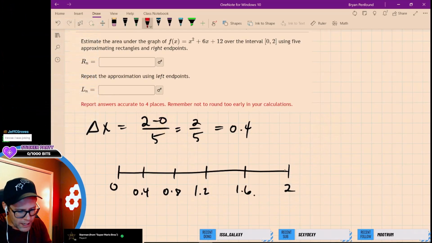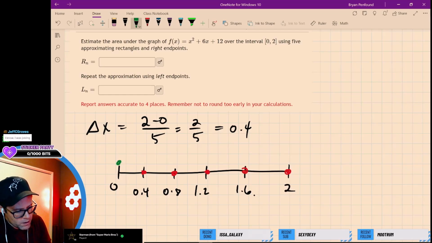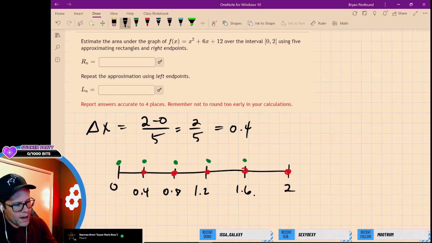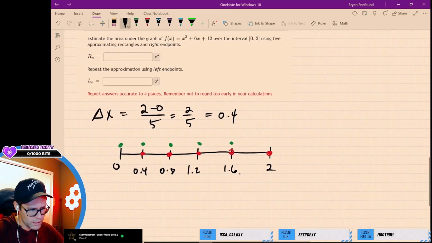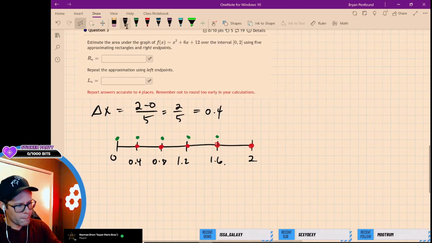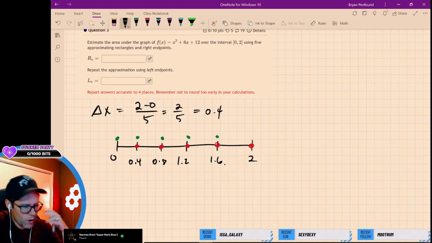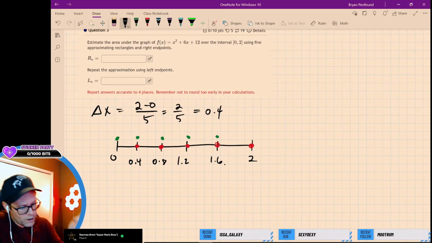So if we're going to do right endpoints, we got to start at the right. We want 5. 1, 2, 3, 4, and 5. And in green, I'm going to highlight using left endpoints. That's going to be 1, 2, 3, 4, and 5. So the computations are going to be really, really similar. And maybe we can just do this quickly with a calculator as well. Although it's going to be annoying here because we have this f of x function. So maybe we'll program this into Desmos and have Desmos spit out an answer for us.